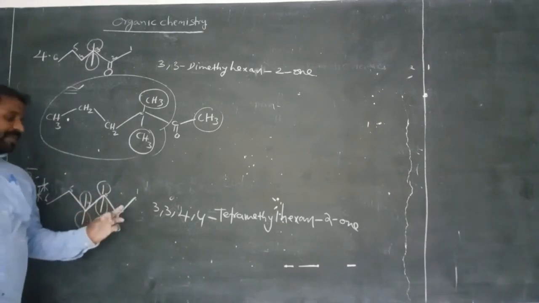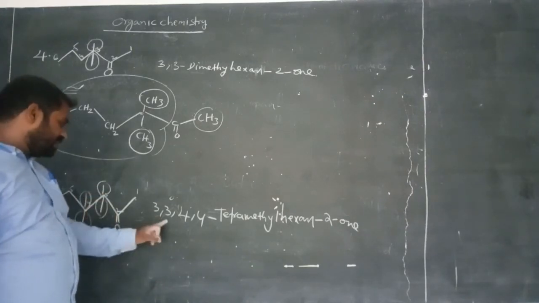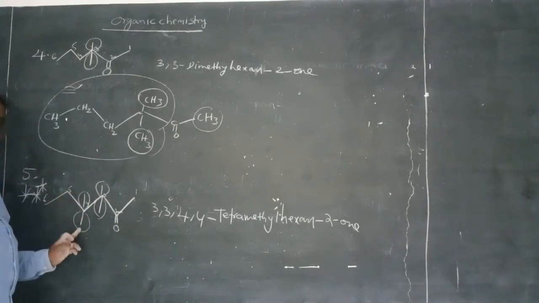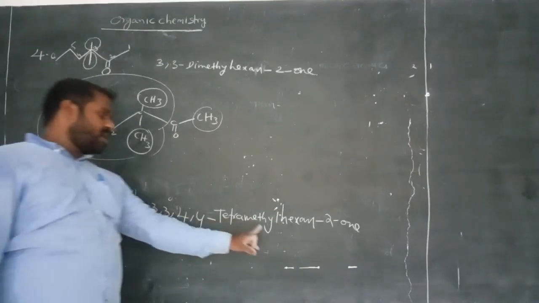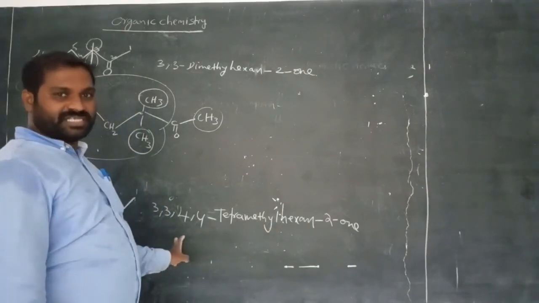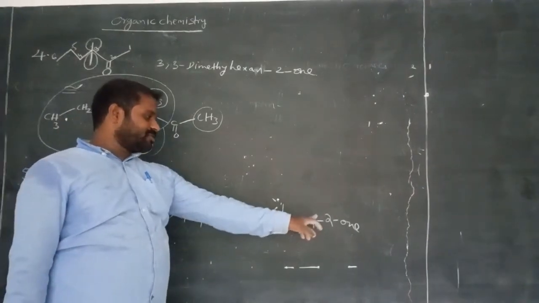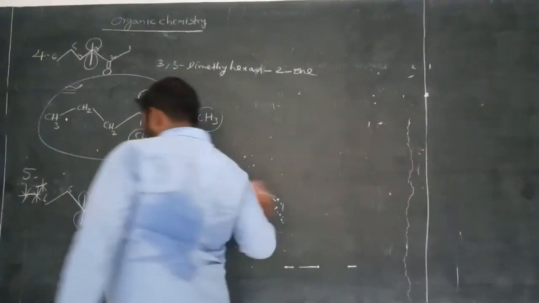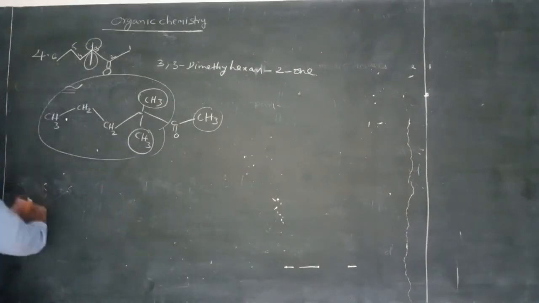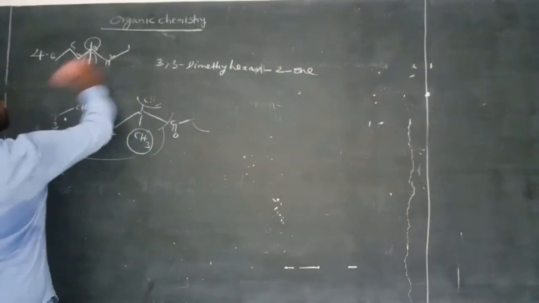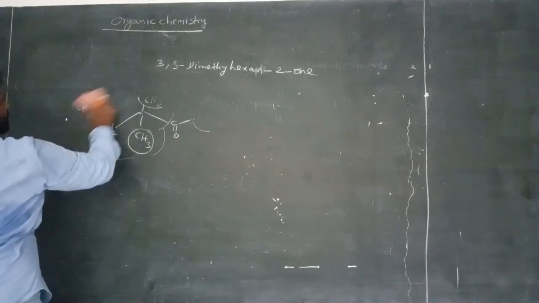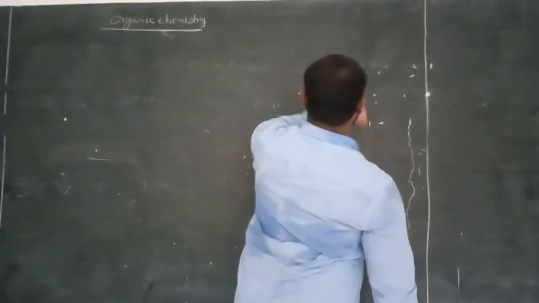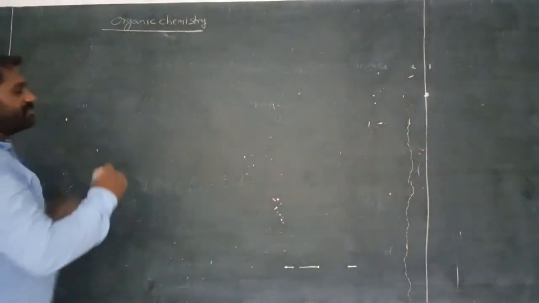So the representation is 3, 3. That means the third carbon possesses 2 methyl groups, and again the fourth carbon also possesses the same methyl groups. So 4, 4. Tetramethyl. Why is it tetra? 4 methyl groups are present here. Tetramethyl hexane 2-one. Clear? Let me write one more example.